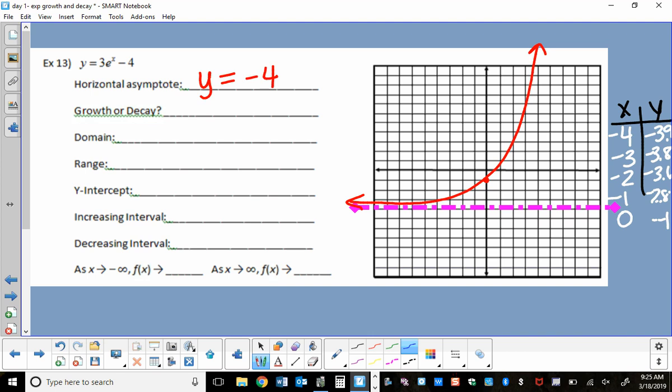The cleanest point here was 0, -1. I plotted that and I sketched my graph. You can do that as well. You don't have to actually list all your points.